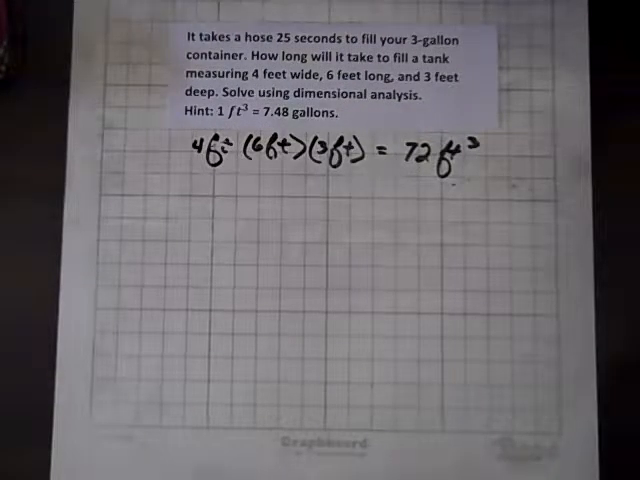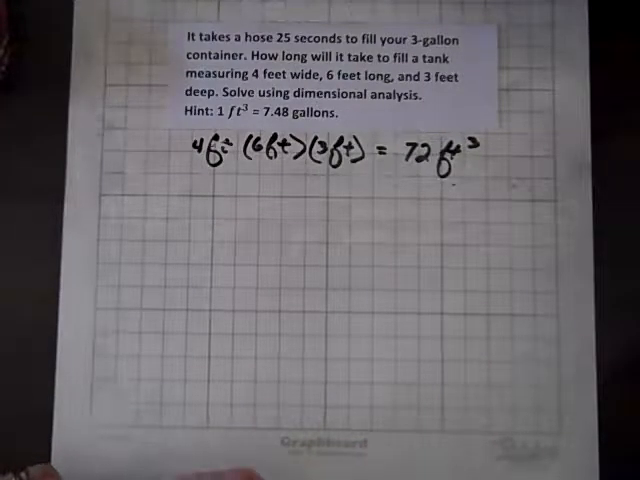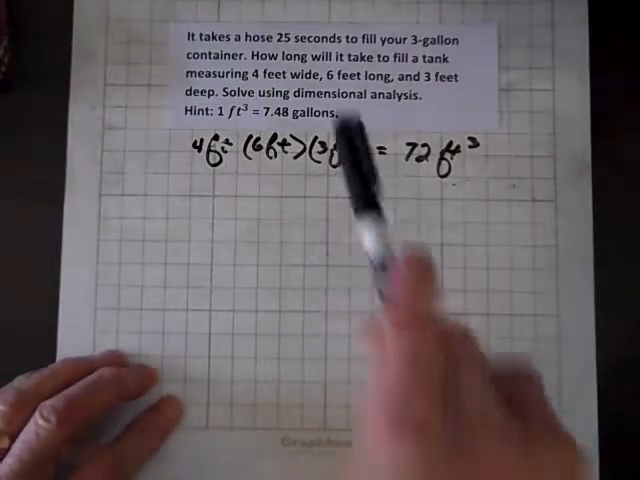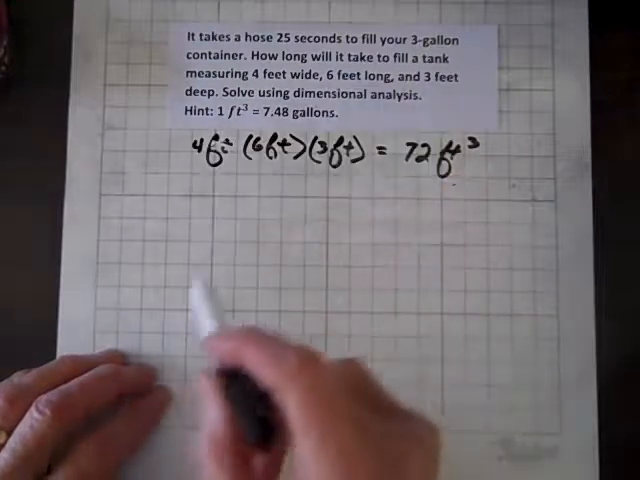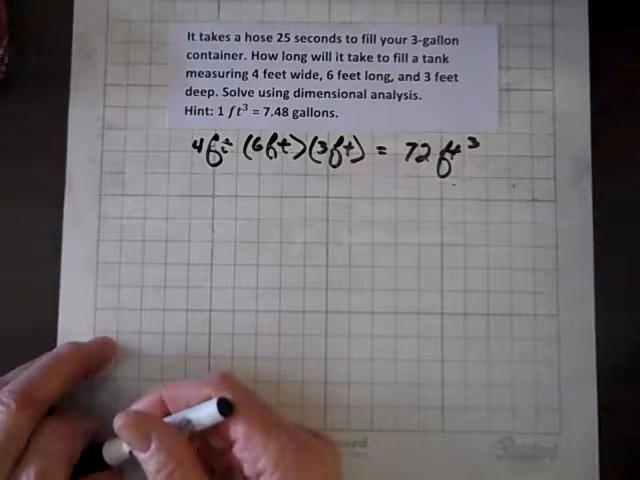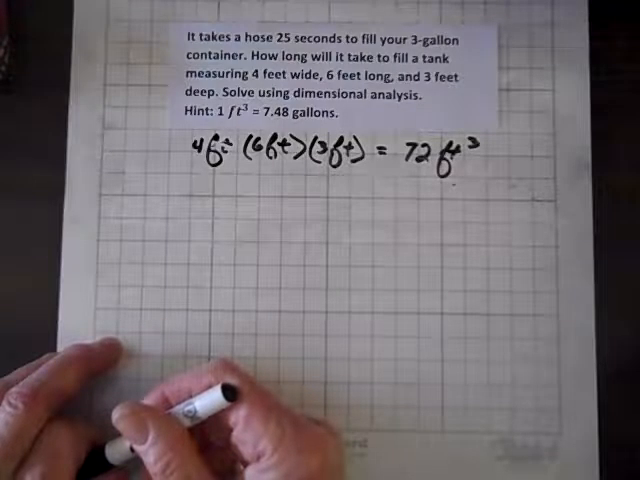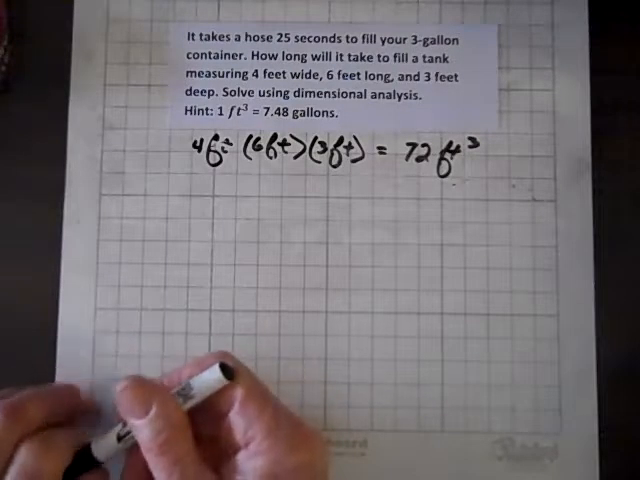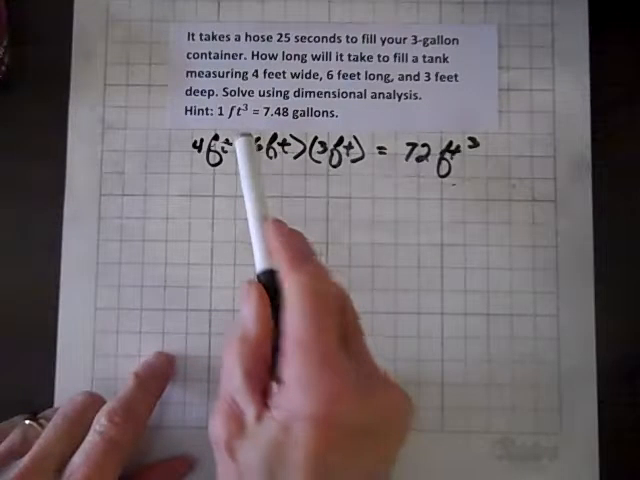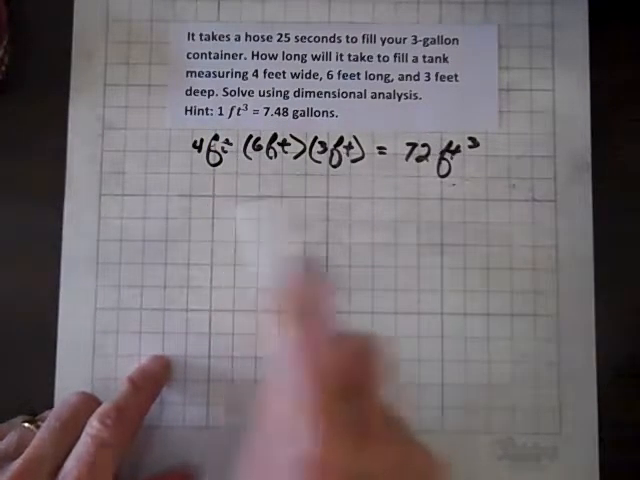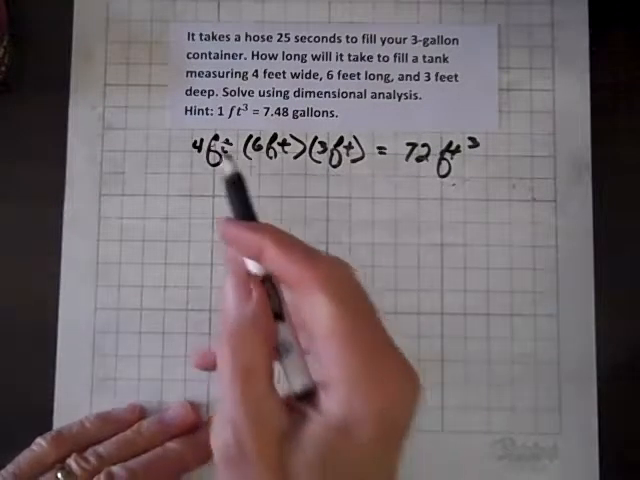Well, we're going to use dimensional analysis again, and here's the problem. It takes a hose 25 seconds to fill your 3-gallon container. How long will it take to fill a tank measuring 4 feet wide, 6 feet long, and 3 feet deep? And we've got to solve using dimensional analysis, and we were given a hint. 1 cubic foot corresponds to 7.48 gallons.